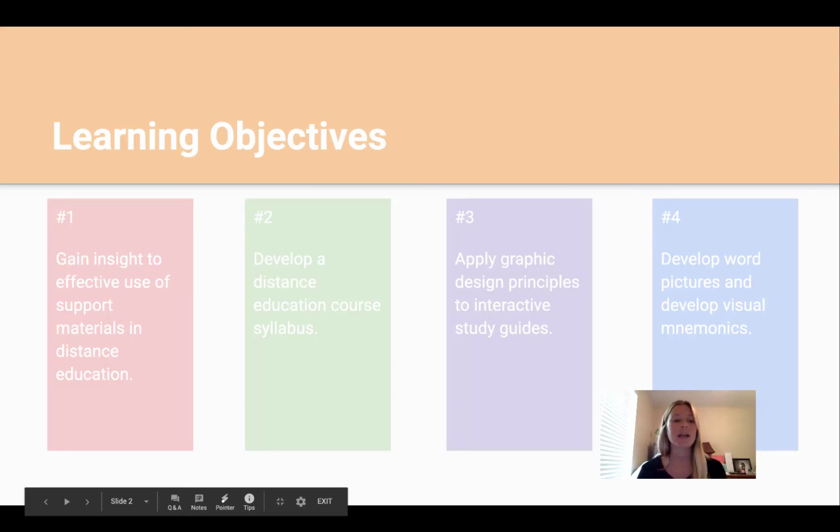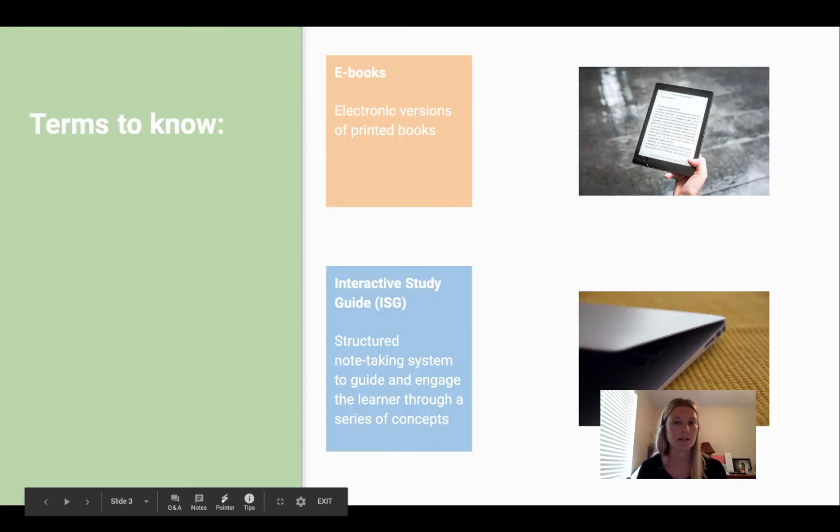The first one is to gain insight to effective use of support materials in distance education. The second one is to develop a distance education course syllabus. The third will be to apply graphic design principles to interactive study guides, and the fourth one is to develop word pictures and develop visual mnemonics. Additionally, with these learning objectives, I have some terms that you guys may need to know.